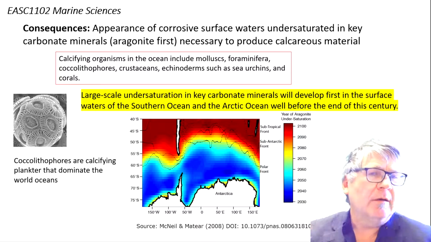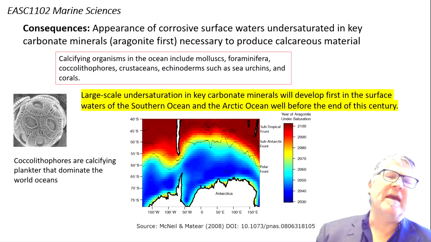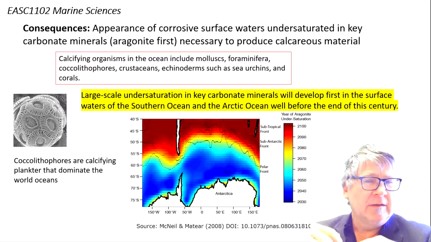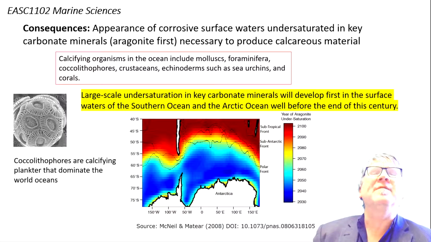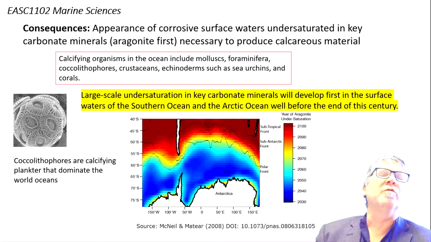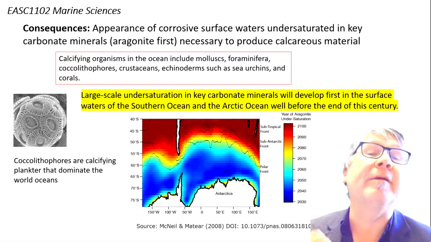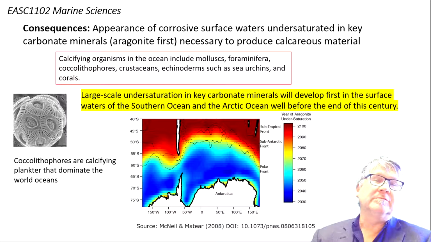So what are the ecological consequences? Does it matter if the pH changes a little bit? Well, the biggest consequence is the appearance of corrosive surface waters, undersaturated in key carbonate minerals necessary to produce calcareous material.